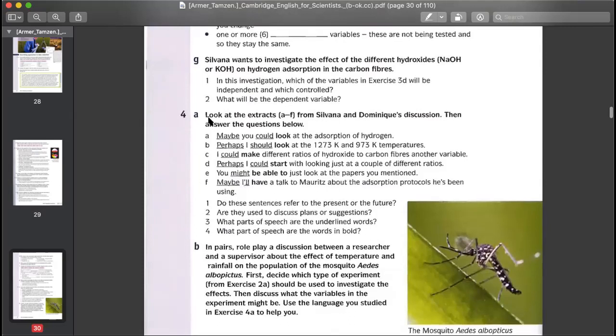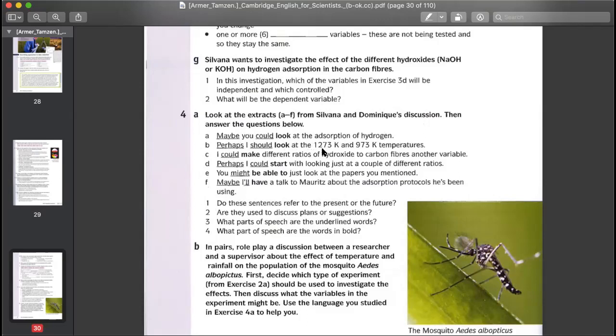Okay. In 4A also, this is a very important exercise. We have: look at the extracts from A to F from Salvinia and Dominique's discussion, then answer the questions below. Here we have from A to F, these are sentences. Here we have questions from 1 to 4.